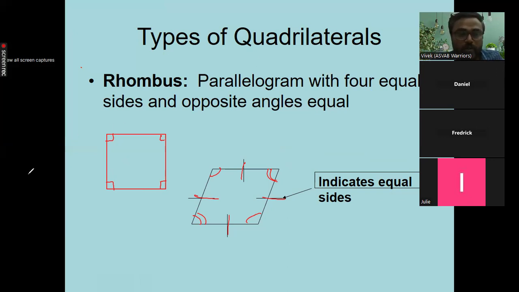I hope you understood rhombus as well. If you guys have any doubt or any questions, you can just stop me right away and put your query in the chat box.